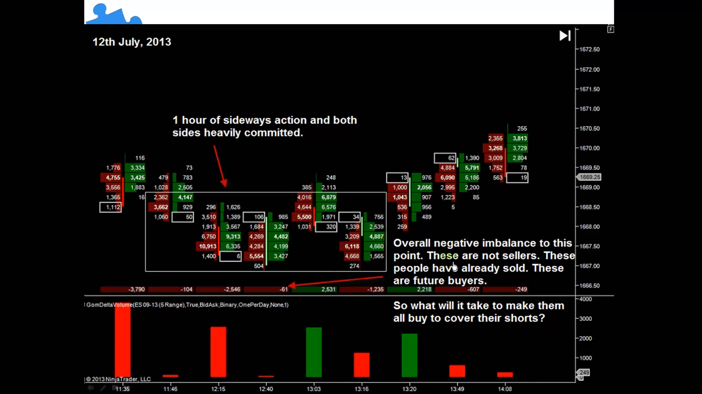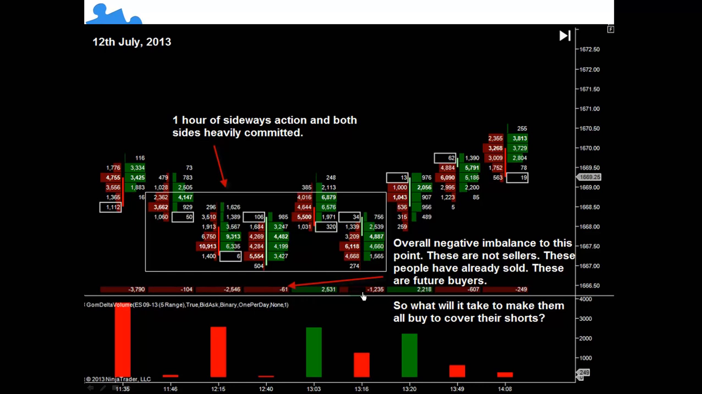Then we get this last attempt to push down here, where we add some more to the imbalance. And after we've added to the imbalance that final time, we move up. Of course, a move either side of this range is going to see some traders getting stopped out. But in this case, the potential was always greater to the upside. The potential for a continuation move is always greater to the upside because of all of these sellers that have to buy to exit.